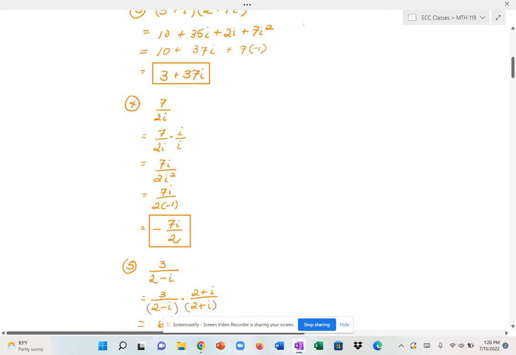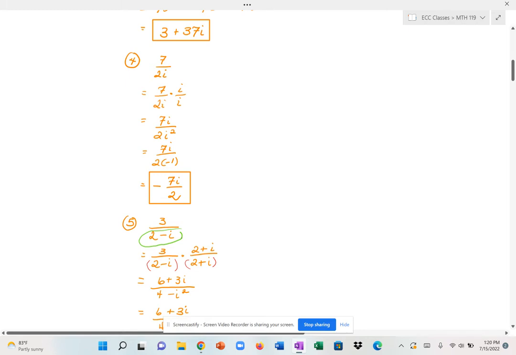In the next example, we have a similar problem because I have an I in the denominator, but it is different than number 4 because here this is a complex number with a real part minus an imaginary part. So when you have a complex number with a real part and an imaginary part, you need to multiply the numerator and the denominator by the conjugate of that expression. The conjugate just means that you change the operation in the middle. So instead of 2 minus I, you're going to multiply the numerator and the denominator by 2 plus I.